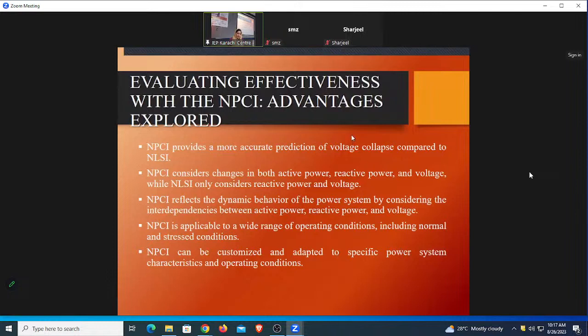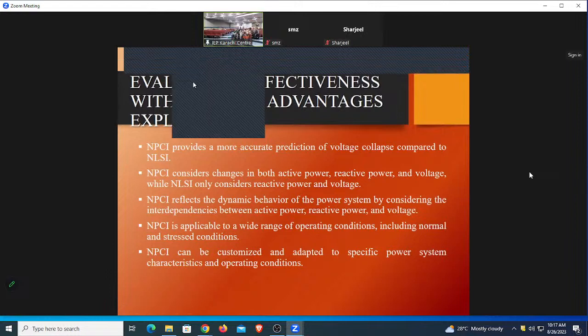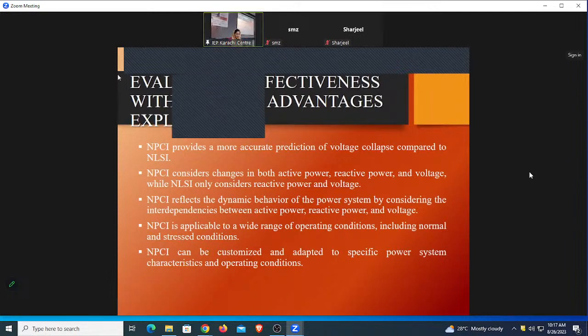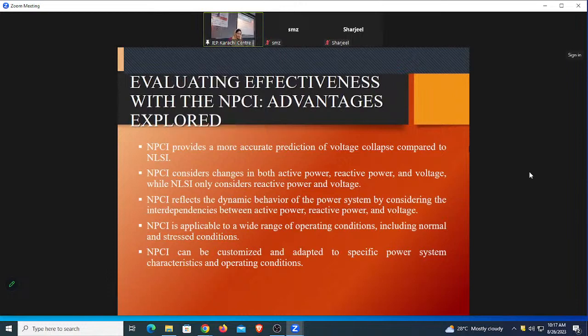Evaluating effectiveness with the NPCI. After evaluating both the indices, NPCI and NLSI, we can say that NPCI provides a more accurate prediction of voltage collapse as compared to NLSI, because NPCI considers changes in active power, reactive power, and voltage, while NLSI only considers reactive power and voltage.